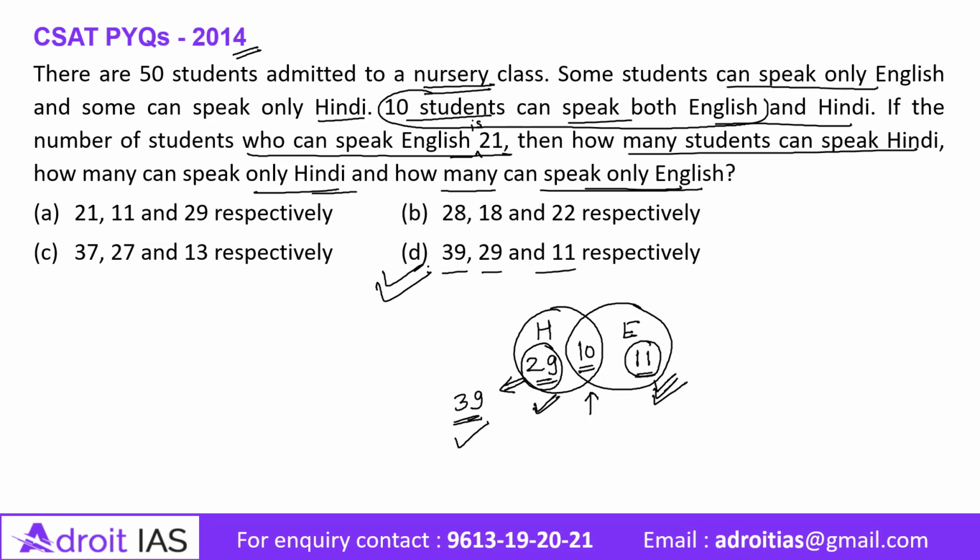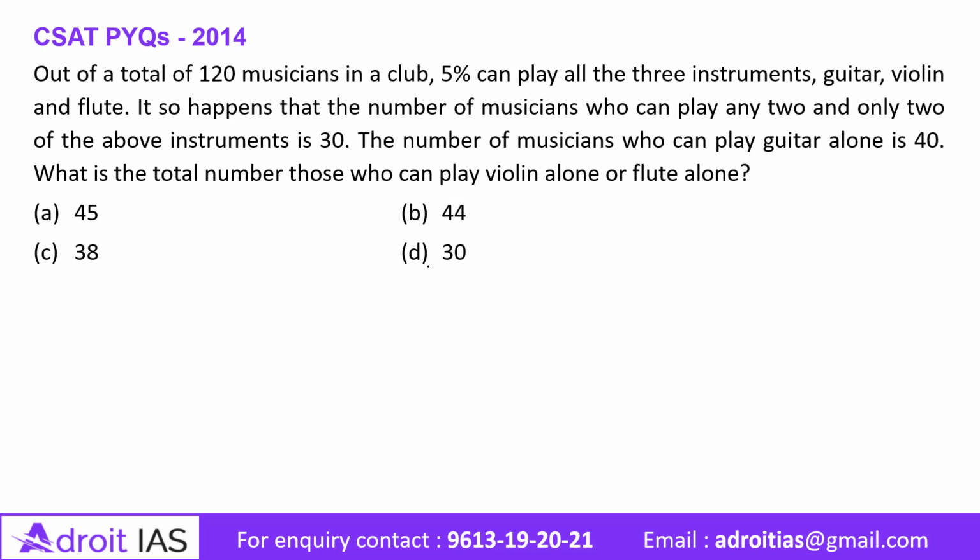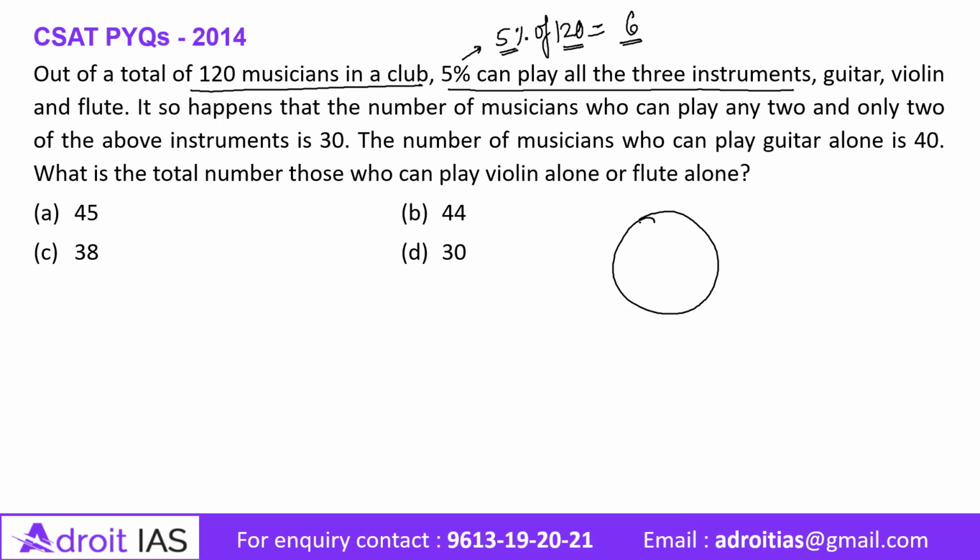Now let's talk about the next one. Next question says out of a total 120 musicians in a club, 5% can play all the 3 instruments. 5% of 120. So everyone, 10% of 120 is what? 12, and 5% is half of 10%. So 12 by 2 it is 6. So 6 musicians can play all the 3 instruments, right?